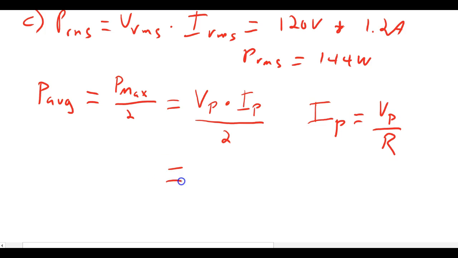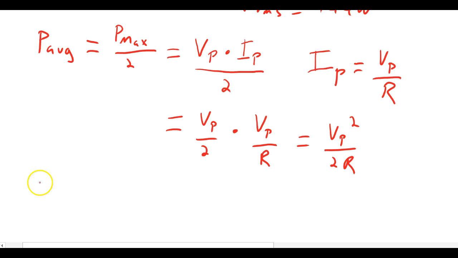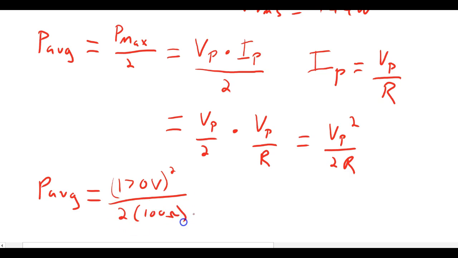But we can say then that this is V peak over 2 multiplied by V peak over R, or V peak squared over 2R. And what we're getting at now is that we can calculate the average power without having to calculate the peak value of current. And so we have, remember, the maximum value or the peak value of the voltage was 170 volts. If we square that and divide by 2 times 100 ohms, or 2R, if you do the math there, you come up with 144 watts as P average.